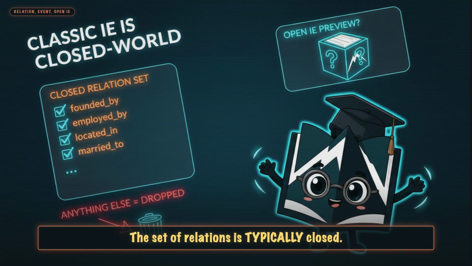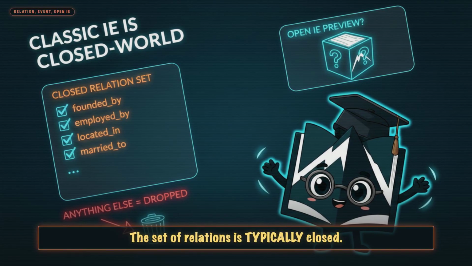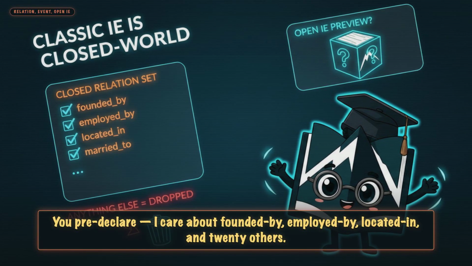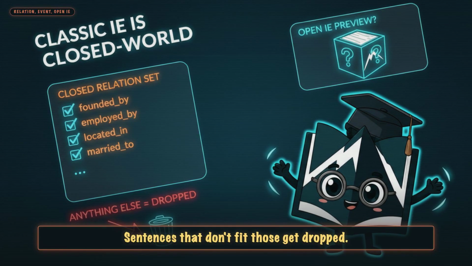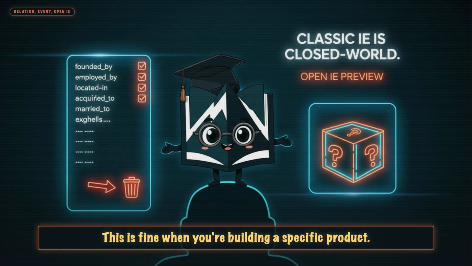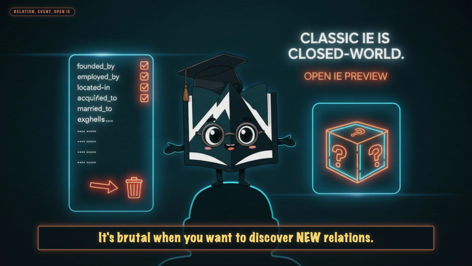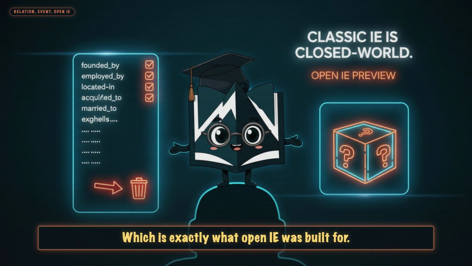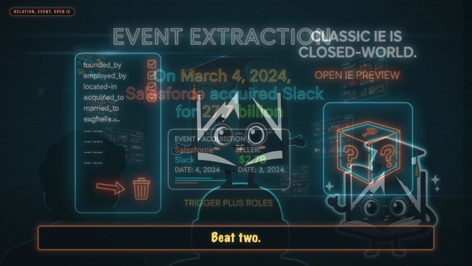One more thing about relations. The set of relations is typically closed. You pre-declare: I care about founded by, employed by, located in, and 20 others. Sentences that don't fit those get dropped. This is fine when you're building a specific product. It's brutal when you want to discover new relations, which is exactly what OpenIE was built for. Hang on to that.